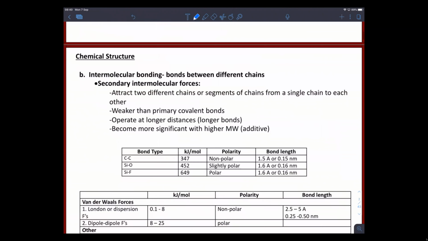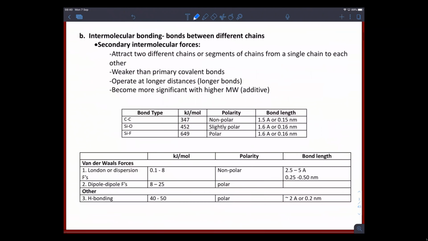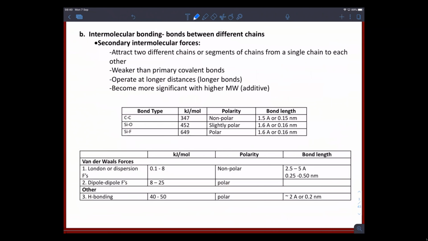Now, intermolecular bonding is the forces between chains, and these are sometimes referred to as secondary intermolecular forces. These are what cause the attraction of two different chains, or segments of a single chain, to each other. So if we've got a chain, we're looking at all this area in between, which is going to be our intermolecular bonding area.